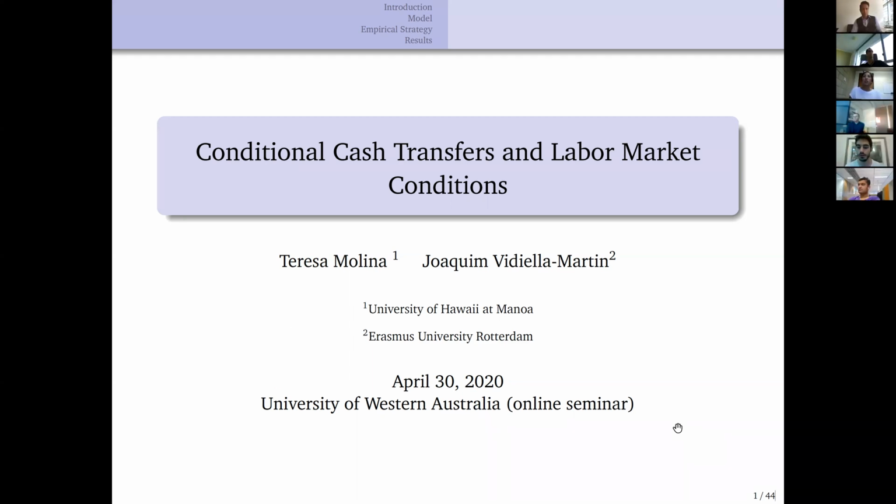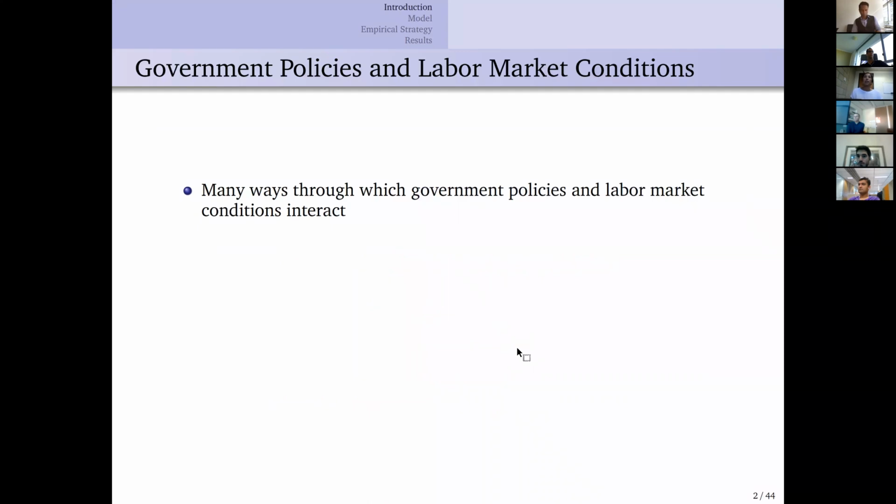So this is joint work with Joaquim Vidier Martin at Erasmus University Rotterdam. And as Tushar mentioned, I'm looking at the relationship between the effect of conditional cash transfer programs and labor market conditions. Now I'm going to start with perhaps a broad and obvious statement: government policies and labor market conditions interact in many ways.